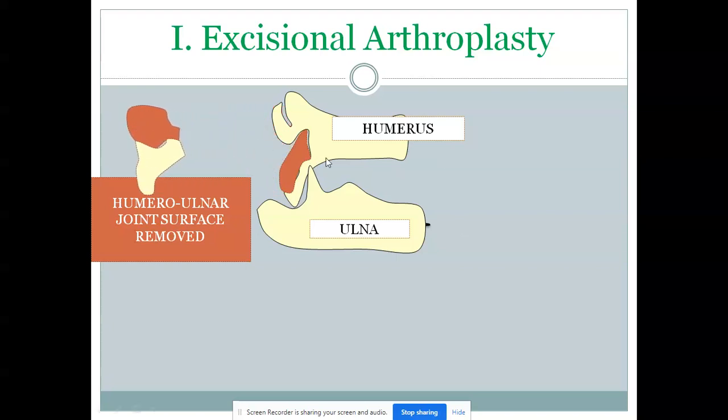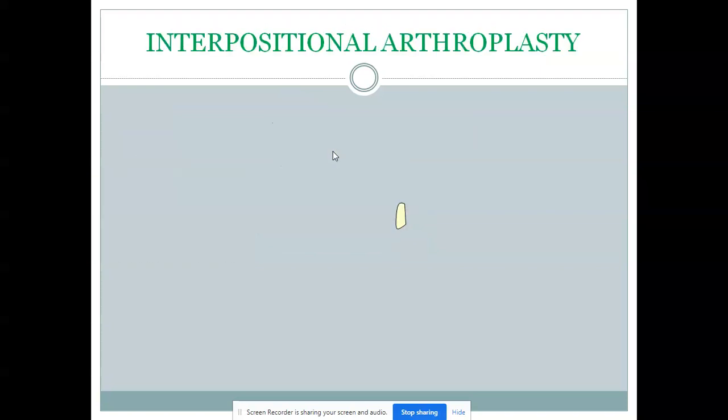When this part is excised, the underlying viable tissue of the humerus regrows itself. It is left open, the gap is created, and the viable tissue of the humerus regrows to form that particular bone. This is nothing but excisional arthroplasty. It is usually indicated in a stiff or ankylosed joint.